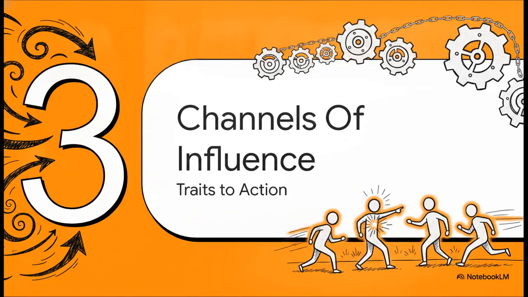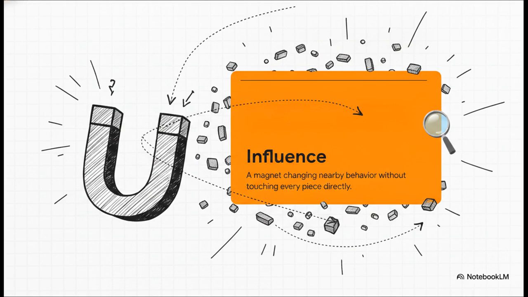Section 3. Channels of team influence. From traits to action. And this brilliantly illustrates the climax of our explainer. How do personal traits actively change the behavior of the field around them? Well, think of influence like a really strong magnet placed near loose metal pieces. The magnet doesn't need to physically touch every single piece to make them move, right? Its mere presence changes the entire field of expectations. Leadership produces movement in the group without requiring a direct conversation with every single person.